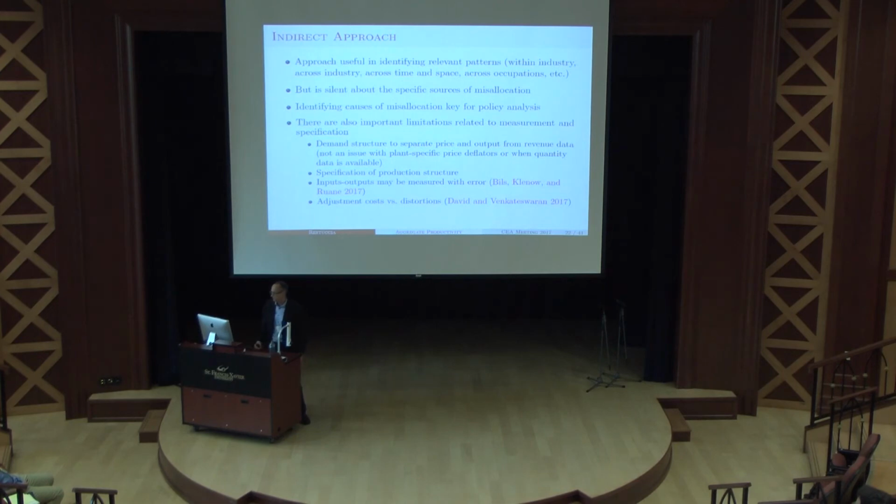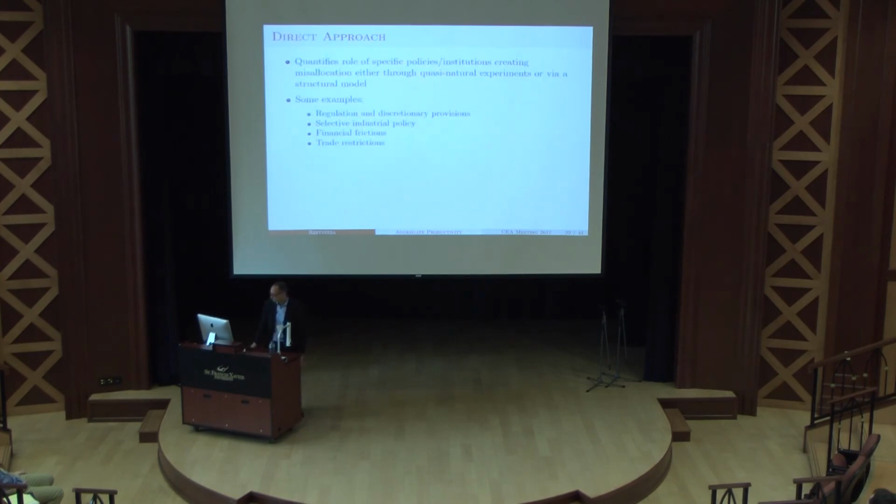So David and Venky, what they do is they exploit the panel dimension of these data sets to separate what's dispersion caused by adjustment costs versus dispersion in policy distortions. And again, the conclusion is that overwhelmingly, something like policy distortions will be the main driver.